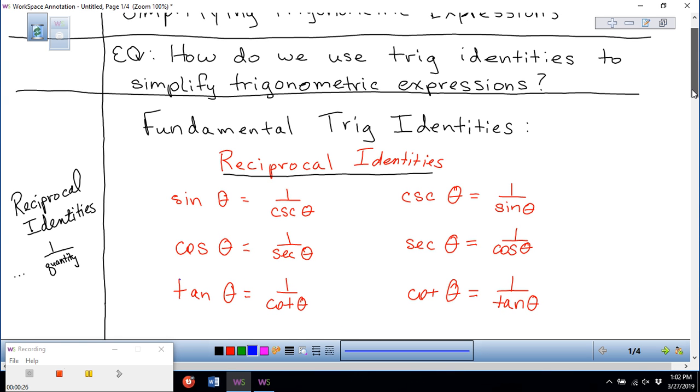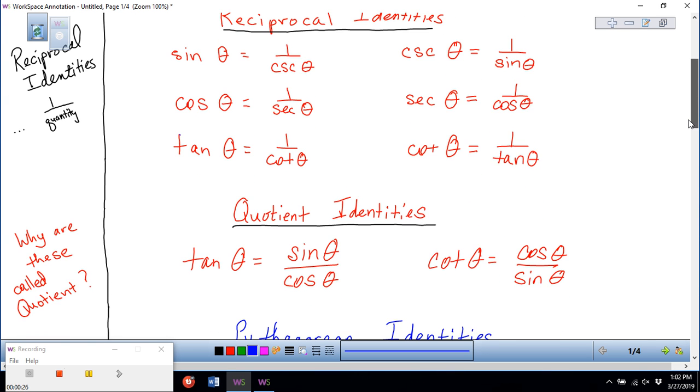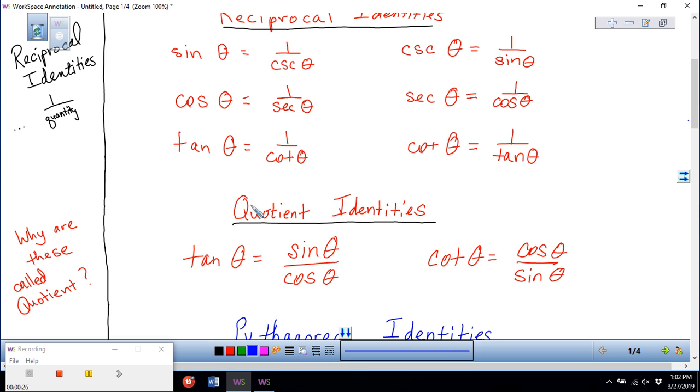Let's continue on. The next set of identities that we look at are called the quotient identities. Why are these called a quotient identity? Because you'll notice that tangent and cotangent are represented by sine divided by cosine and cosine divided by sine, respectively. So they're quotient identities because they have a fraction or division involved. So tangent is sine over cosine, cotangent is cosine over sine.